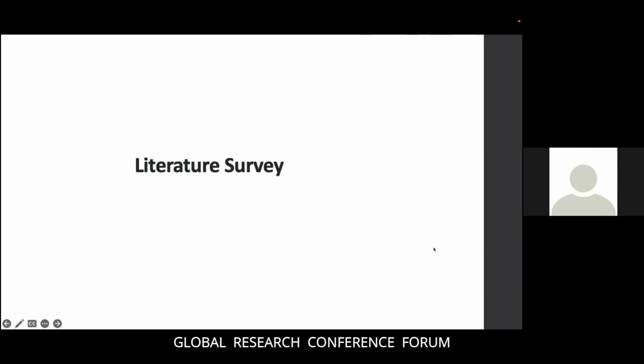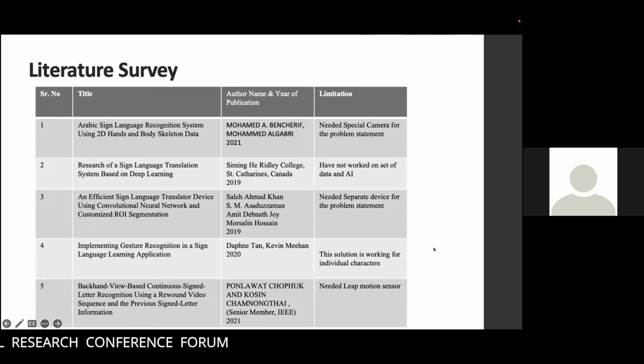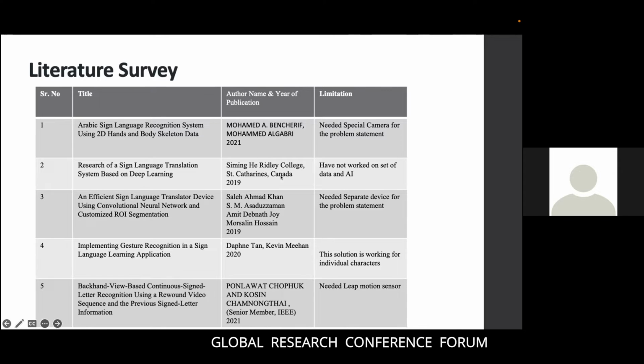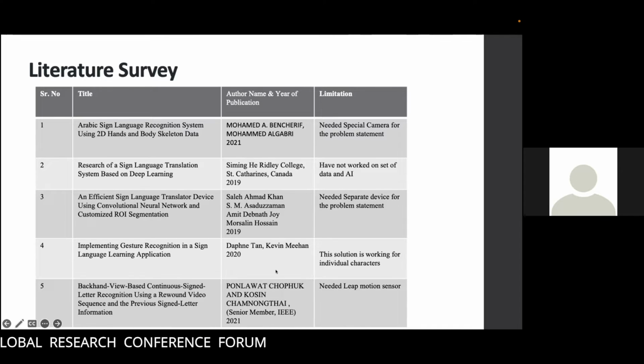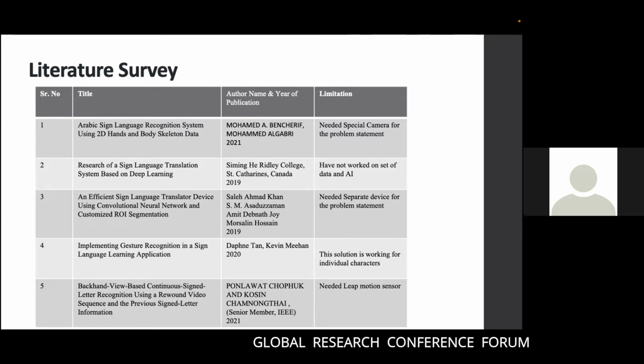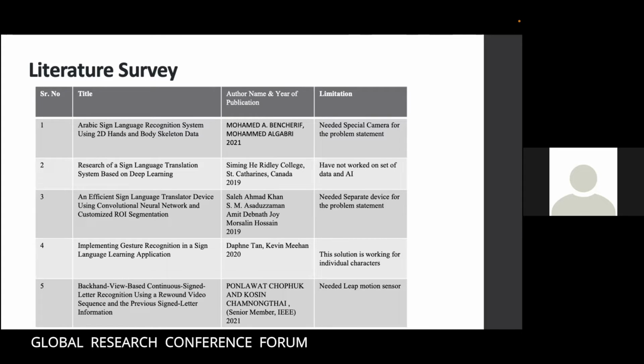Now, the literature survey. I have gone through a lot of literature and added it in the paper, but for the presentation I just selected five of them. Let us go with the first one, Arabic Sign Language Recognition System using 2D hands and body skeleton data. This is from 2021.